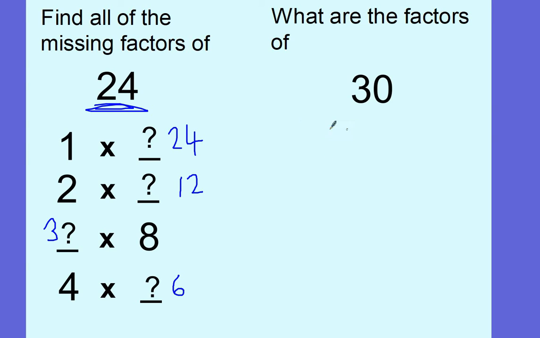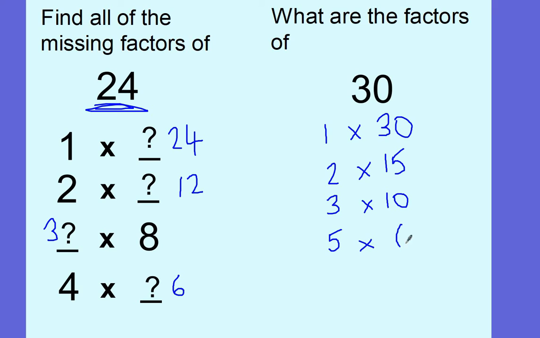Okay, so let's go through the answers. I can make 30 by 1 times 30, so there's 2 of my factors. I can make 2 times 15, that also works. I could do 3 times 10. I could also do 5 times 6. So 1, 30, 2, 15, 3, 10, 5 and 6 are all factors of 30. We can multiply them by another whole number to give our final answer.